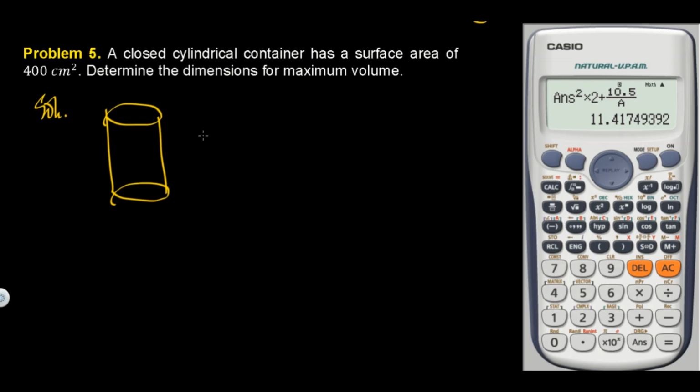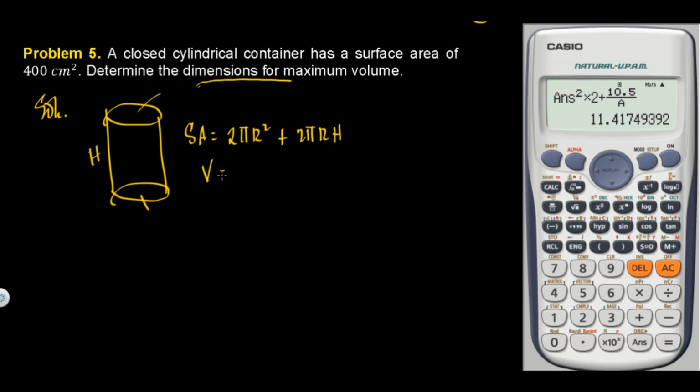Closed, so it is sealed, since it is closed. So, the ends are circles. So, the surface area is equal to two areas of the circle, so we have 2 pi r squared. Then the lateral area, say this is h, the height, is plus the circumference of the circle, 2 pi r, times the height. So, this is the total surface area. Okay? And determine the dimensions for maximum volume.